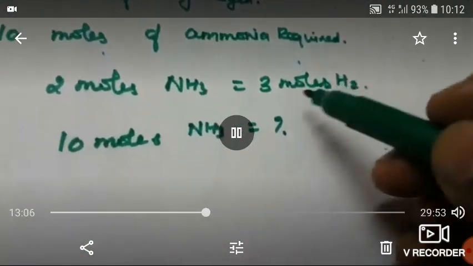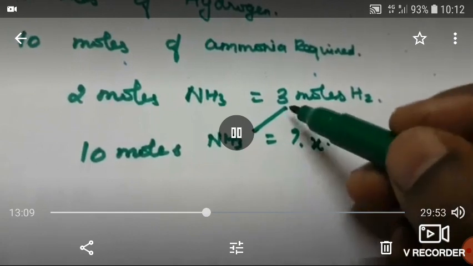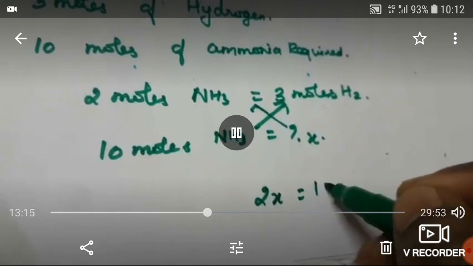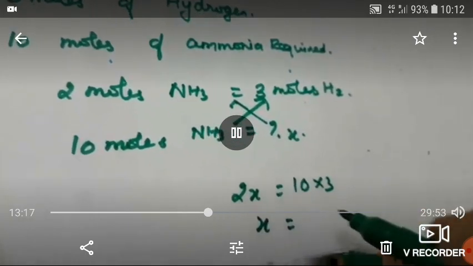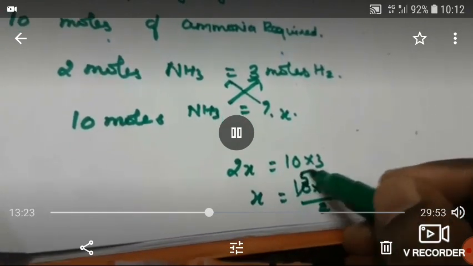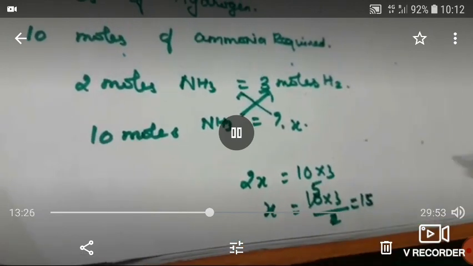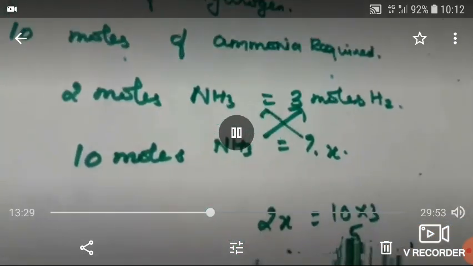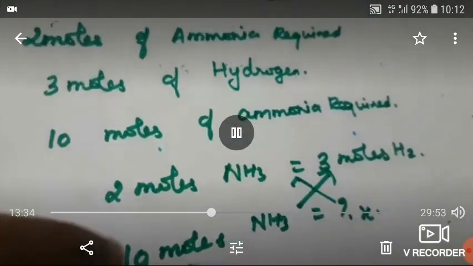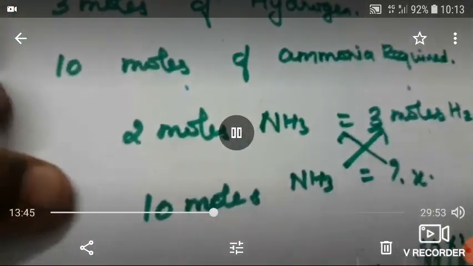We can write like this, cross multiplying, a simple calculation. Cross multiplying, 2x equal to 10 into 3, so x is equal to 10 into 3 divided by 2, equal to 15 moles of hydrogen. So 10 moles of ammonia require 15 moles of hydrogen. This is the answer. Just cross multiplying, you can easily get the 15 moles.